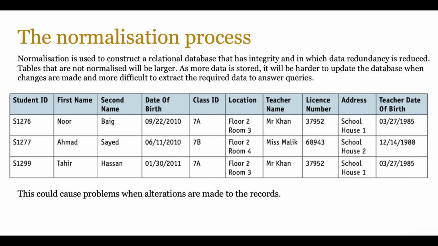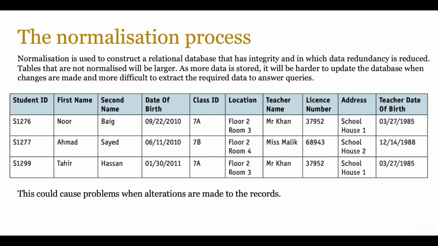Now, in the exam, one of the trickiest questions you'll encounter will be the normalization one. And the normalization process is used to construct a relational database that has integrity and in which data redundancy is actually reduced. Now, the table that you're given is not going to be normalized. And that means that the data in it will be repeated, it'll be larger than expected. And as more data is stored, it will be harder to update the database when changes are made. And obviously that will make it more difficult to extract the required data to answer things like queries.